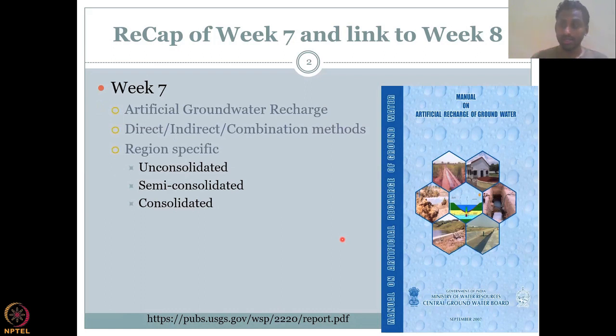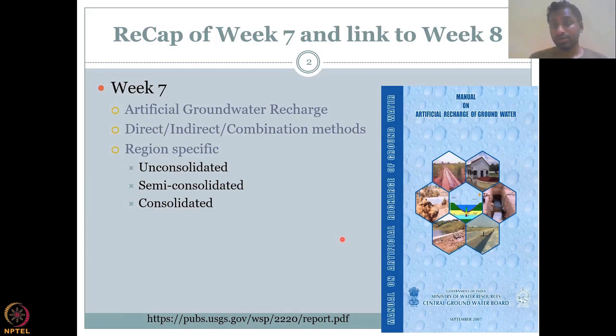The natural recharge is not adequate for the current use scenario, and that is why we had to engage in artificial recharge mechanisms. Those can be divided into 3 types: the direct, indirect, and combination methods. In simple terms, direct recharge is making the water slowly get into the ground and recharge the groundwater by creating increased contact between the water and the surface, and or residence time.